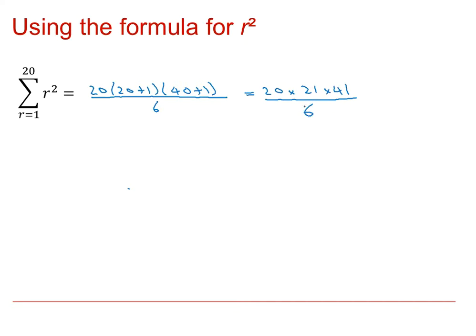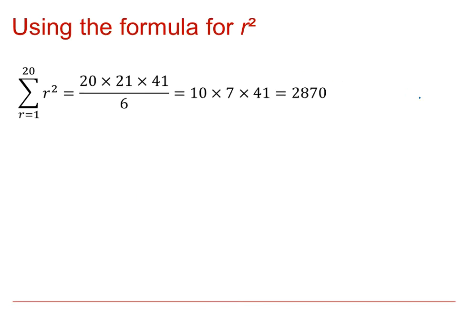And if we had to do that without a calculator, we could do a nice bit of cancelling. We could cancel a 3 there to leave 7, and the other 2 there to leave 10, which will give us an answer of 2,870. As we can see there, there's the working for that problem.